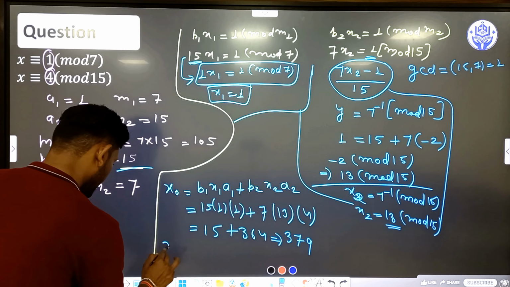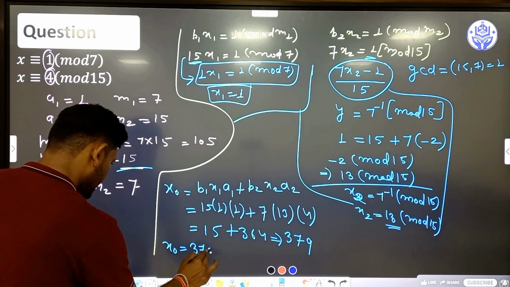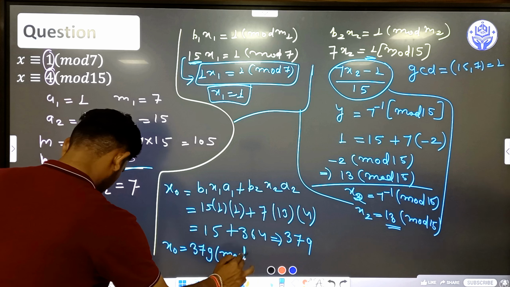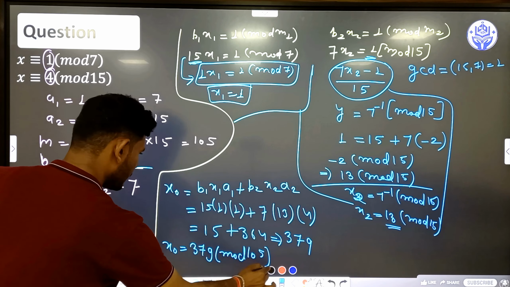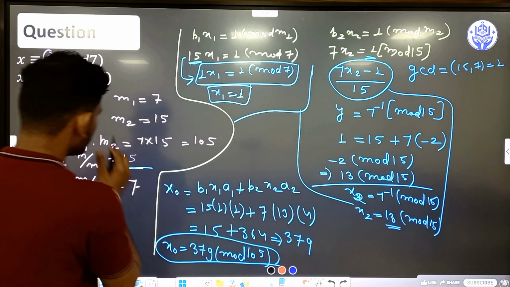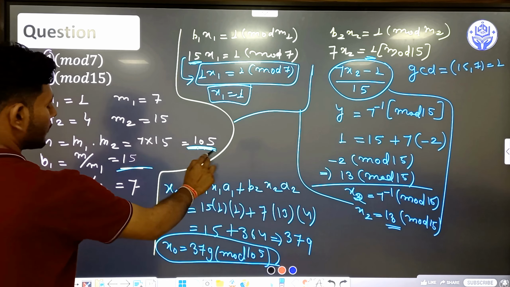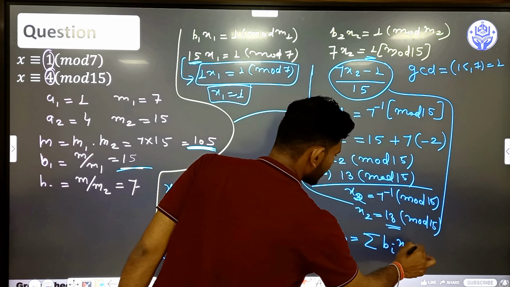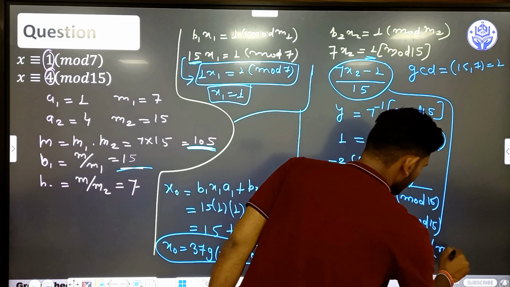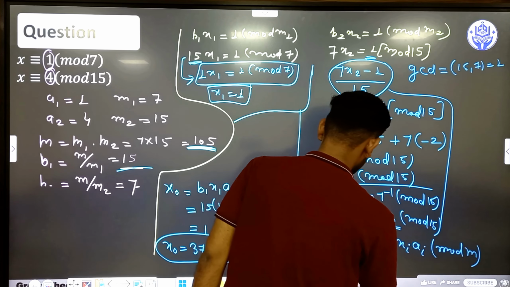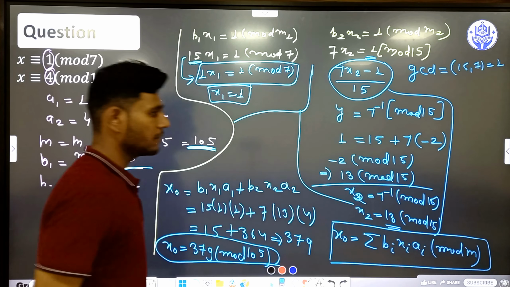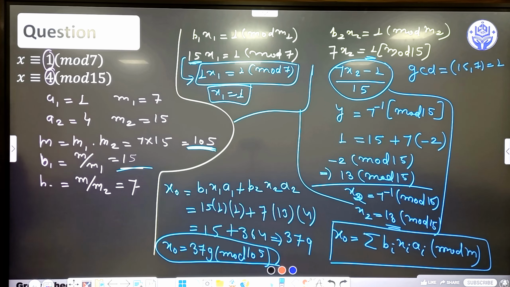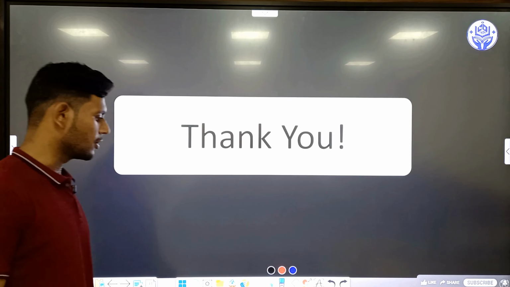And if I write 379 mod 105, this is the solution. 105 is mod m, this is my m. So my solution form is x0 = summation of bi xi ai mod m, where m is m1 into m2. This is the concept using the Chinese remainder theorem. This is all about the Chinese remainder theorem and the topic.